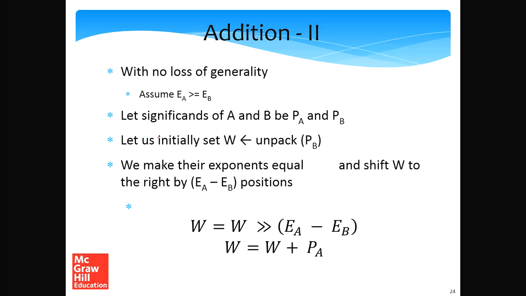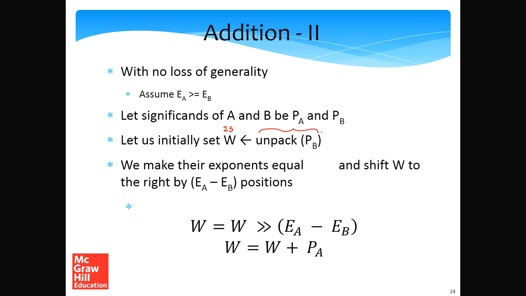Furthermore, let's define a temporary variable w, which is of the same 25-bit form that we had discussed in the last slide. And let us get it by unpacking the significand of b, which has this smaller exponent. So let's unpack pb and get w. So now let's take a look at the way that we want to do the addition.